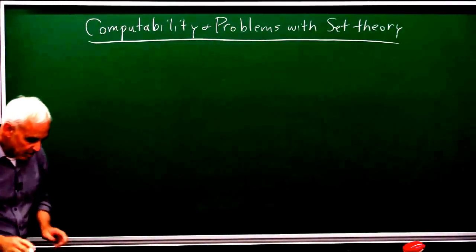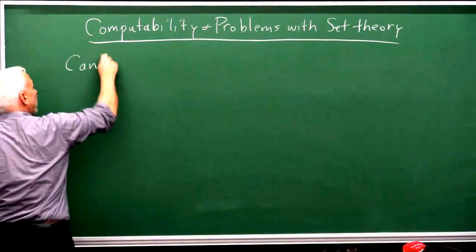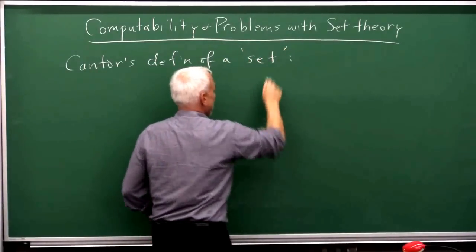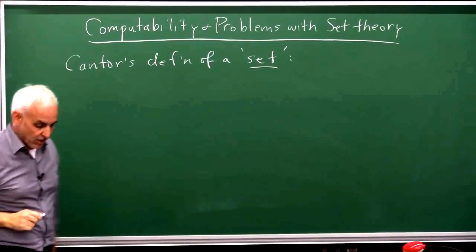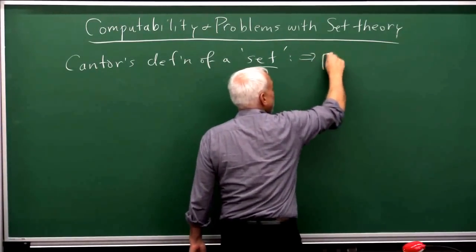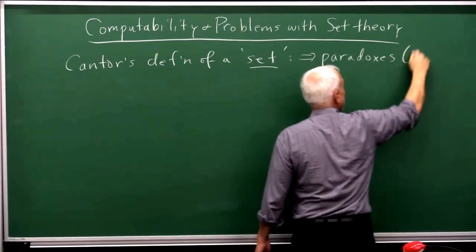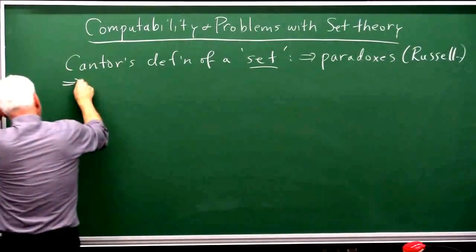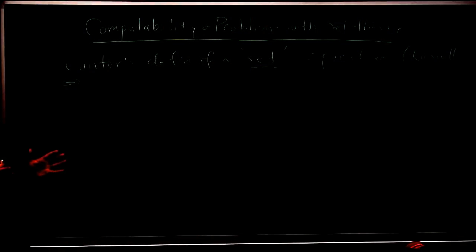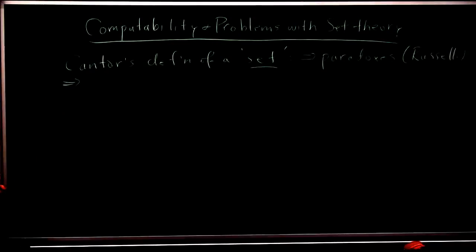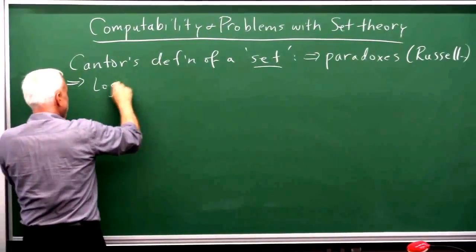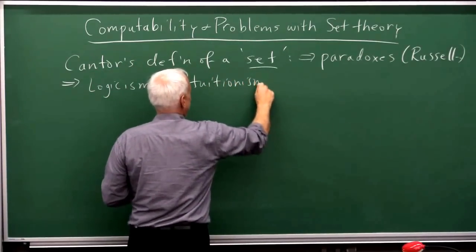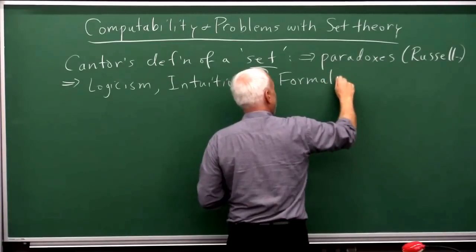So the place where we left off last time, well, we started with Cantor's definition of a set. This is the fundamental starting point. Cantor defined a set, and that's where it all started. And then we talked about various paradoxes that ultimately were found, in particular Russell's paradox, but others as well. And then we discussed that there were a number of different attempts to try to get this subject on a proper footing. So there are various schools of thought, including logicism, or the logistic school, Brouwer's intuitionism, and the formalism of David Hilbert.